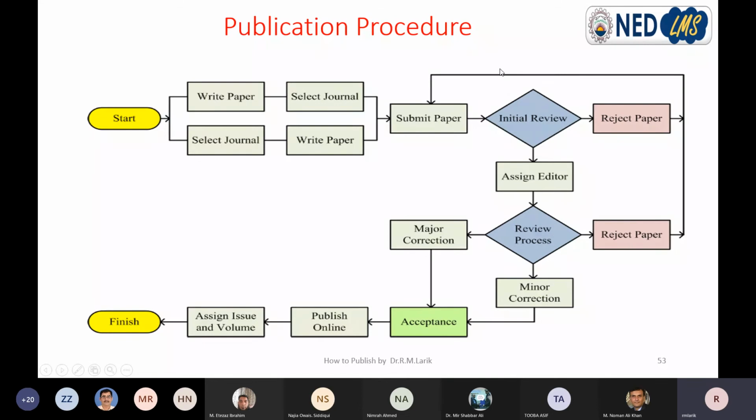Sometimes a manuscript goes back and forth between you and the editorial team 4 to 5 times, right? But don't give up. Each time the manuscript becomes more refined. You need to answer the queries and address all the comments, and polish your article again and again, right? So don't give up.